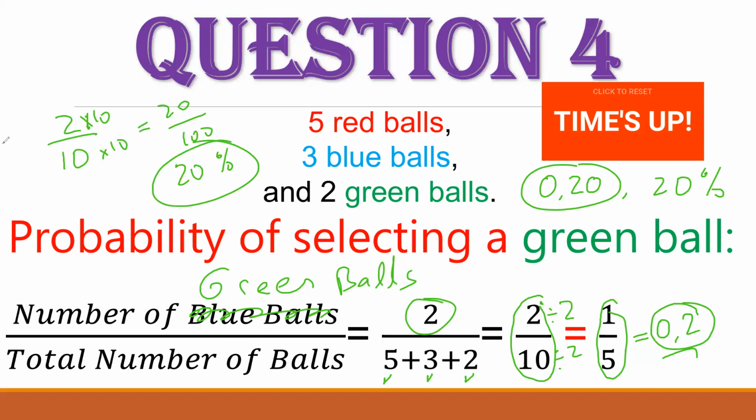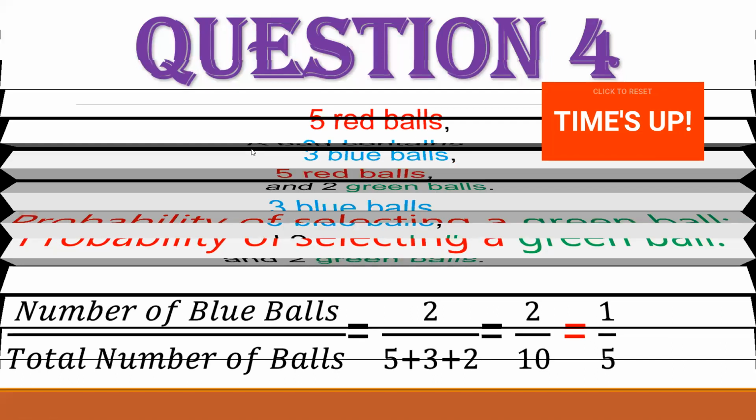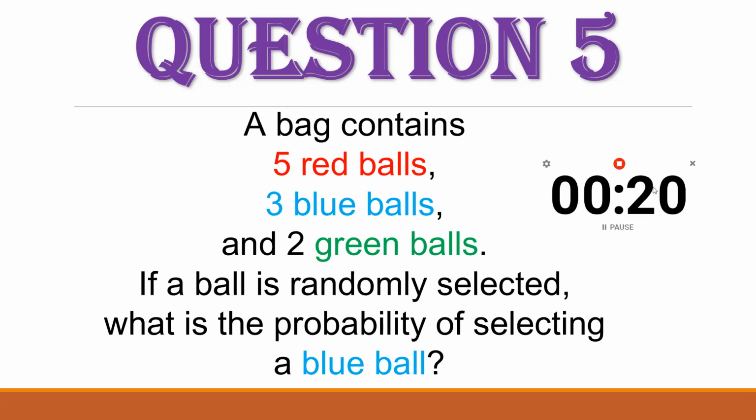Let's continue with the next question. Next question is yours. I hope you will get the correct answer for the next one also. So question 5 is coming now. Now they are asking, what is the probability of selecting a blue ball? All right. Now we are busy with the blue ball, and 20 seconds start. Same steps we are using, only on top you are writing number of blue balls. All right. Please try. 10 seconds left. Okay.